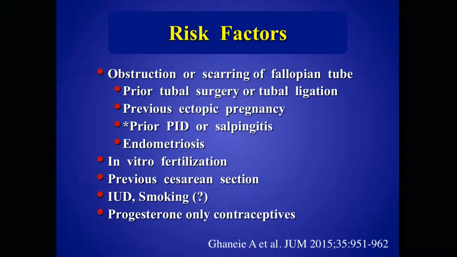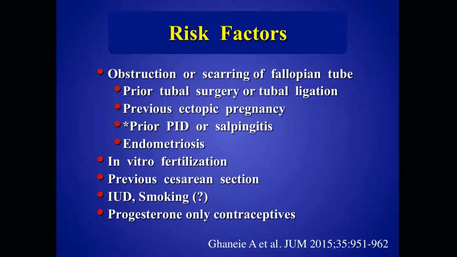Very important to recognize and ask for risk factors when you evaluate your patients. Anything that causes obstruction or scarring of the tube, as I mentioned, is going to be a major risk factor for the formation of ectopic pregnancy. This can be related to prior surgery or tubal ligation, previous ectopic pregnancy, a history of infection, or endometriosis. And of course, when I see my patients, I always try to elicit that history when I evaluate them because that increases my risk of the possibility of an underlying ectopic.